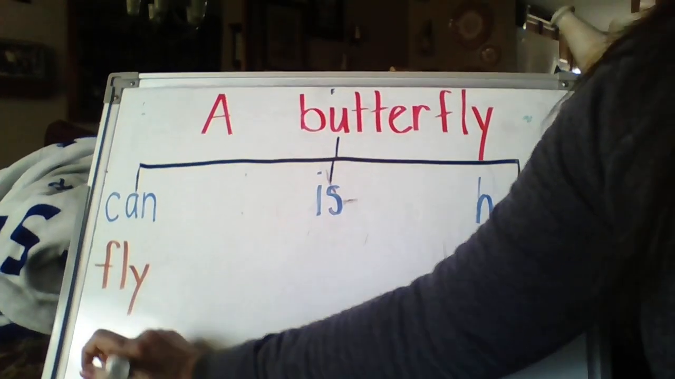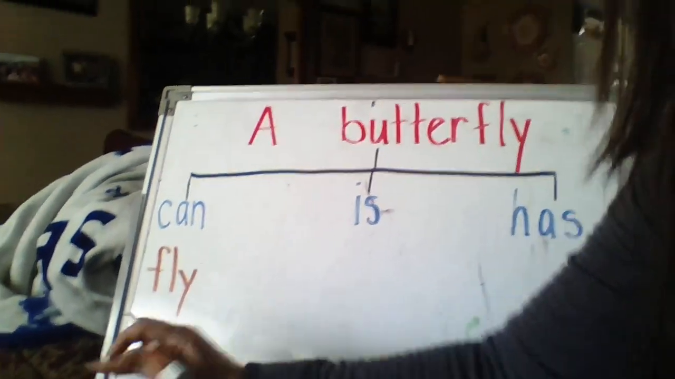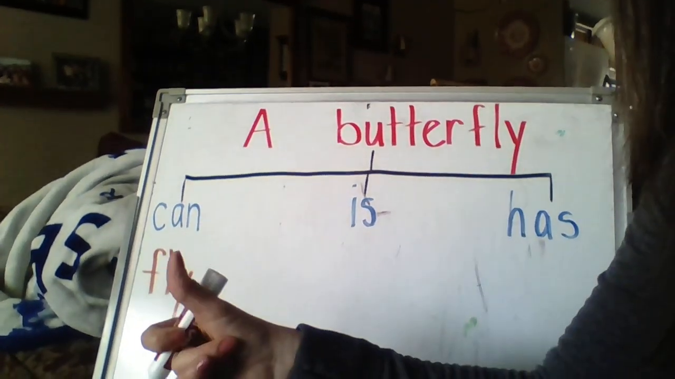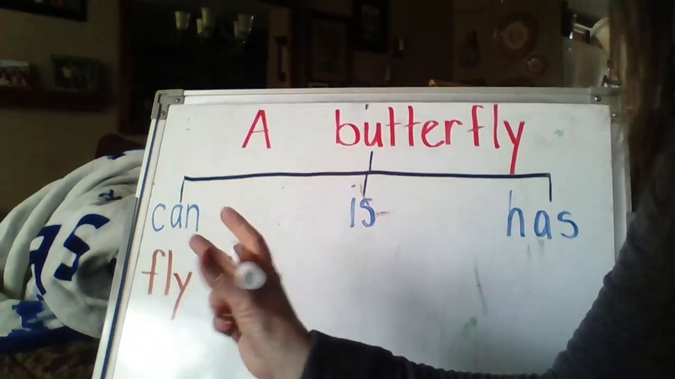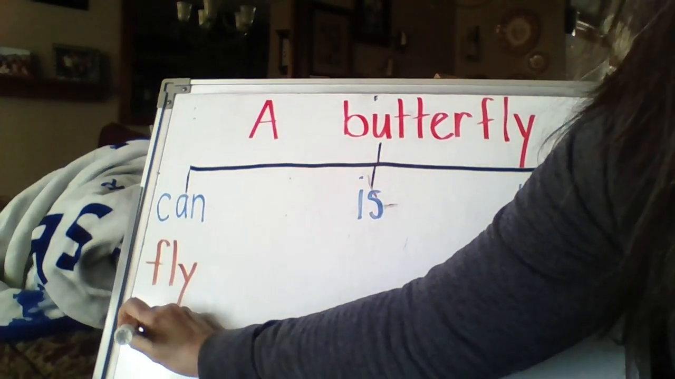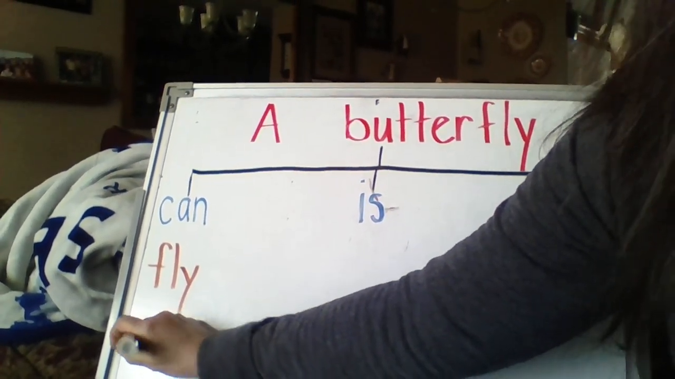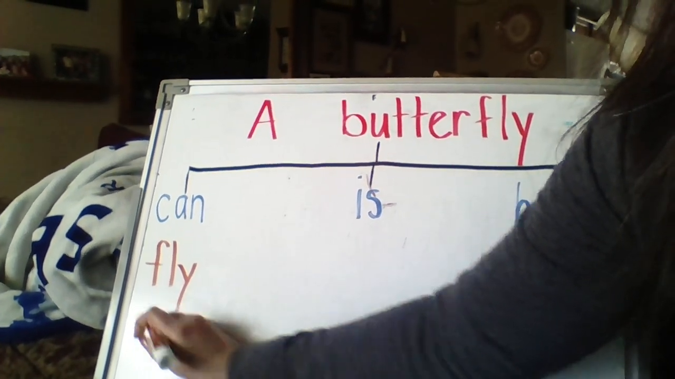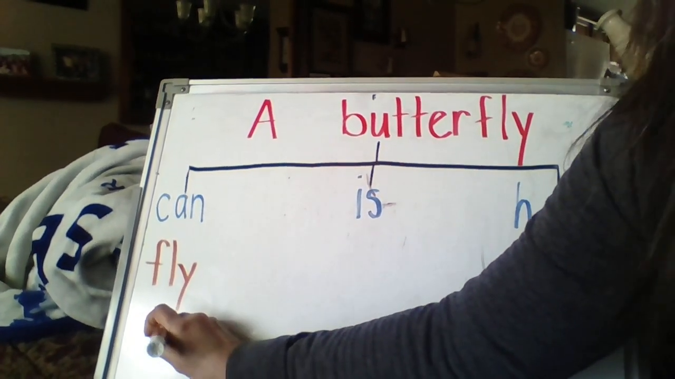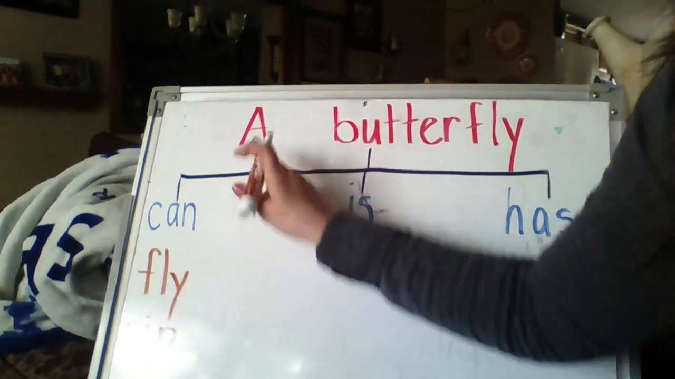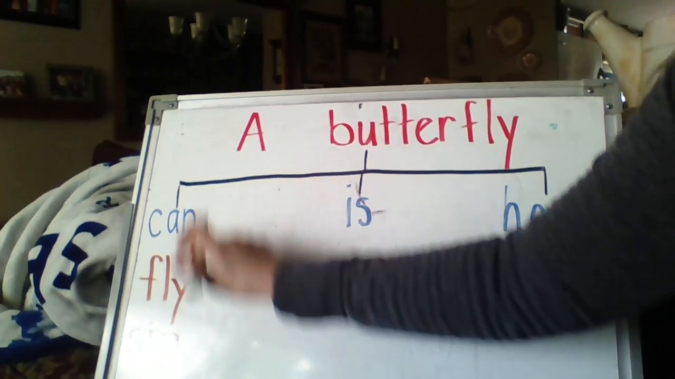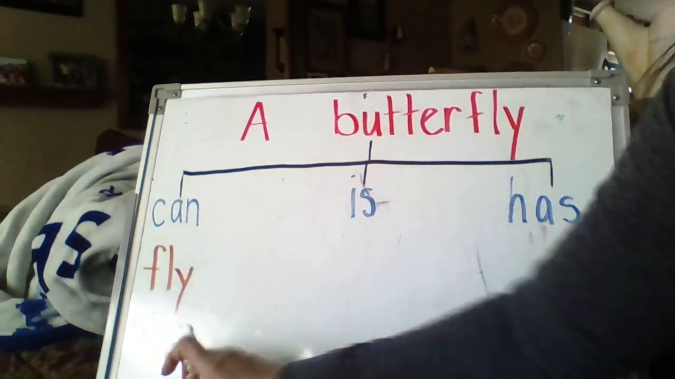A butterfly can, well, ooh, it can sip, like it would sip the nectar. S-I-P, sip. Spell it for me, right, S. S-I-P. You got it. So we made up two. A butterfly can fly, or a butterfly can sip.